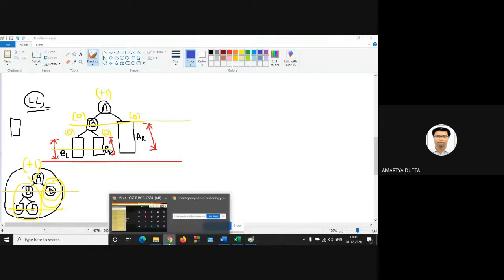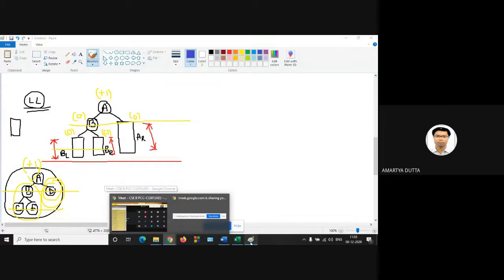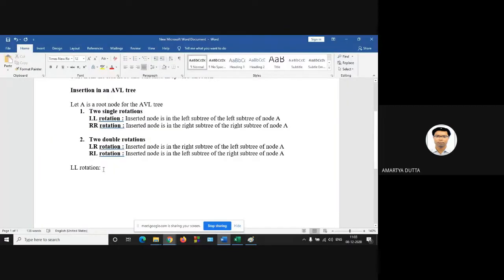Now, LL rotation means the inserted node is in the left subtree of A. Okay.